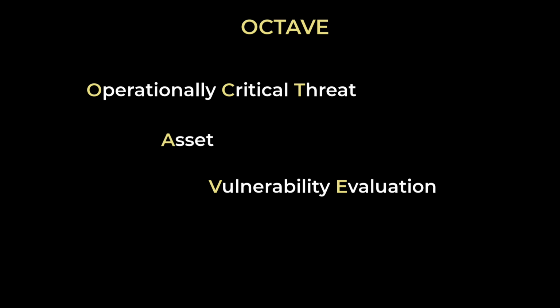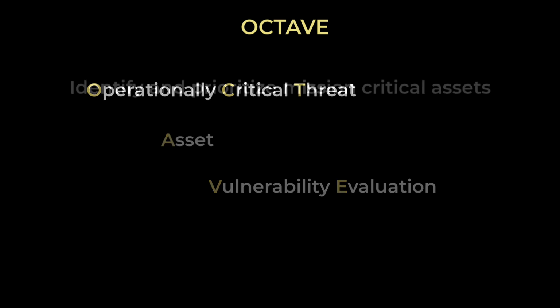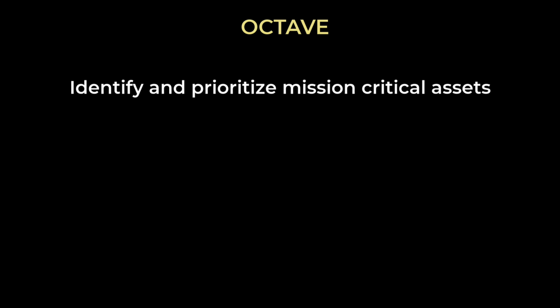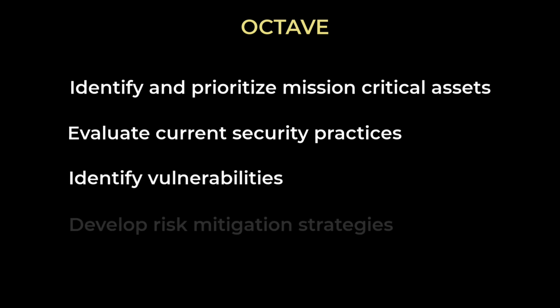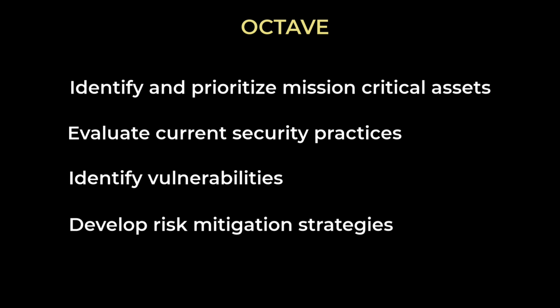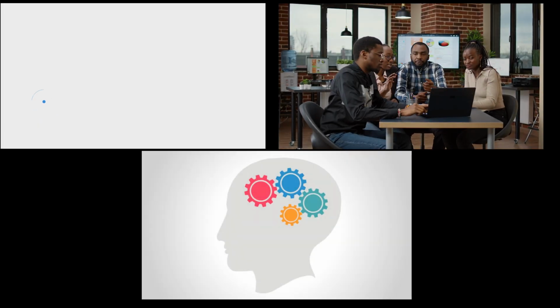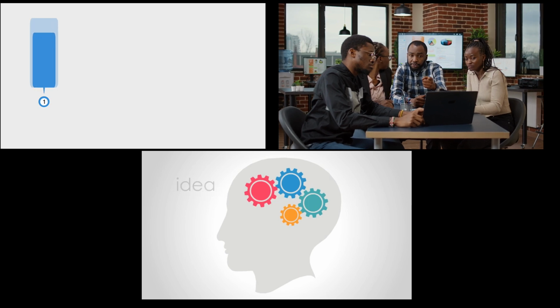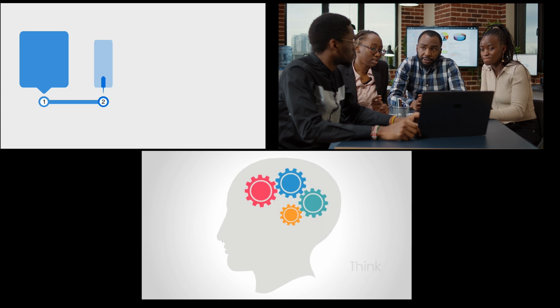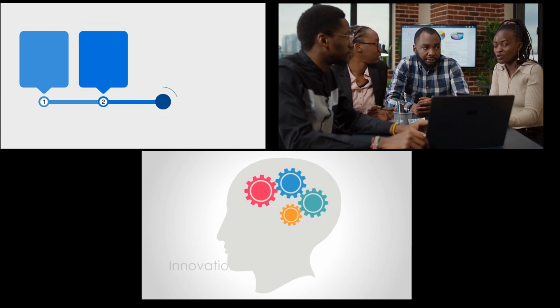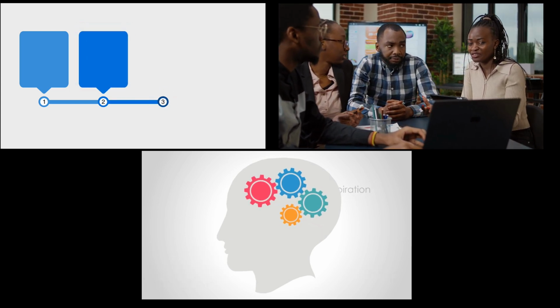at Carnegie Mellon University's Software Engineering Institute, SEI, helping organizations to identify and prioritize the assets most critical to their mission or business objectives, evaluate current security practices, identify vulnerabilities, and develop risk mitigation strategies. When examining the key aspects of OCTAVE, the methodology places significant emphasis on organizational context, acknowledging that security risk is not solely about technology, but also involves processes, people, and culture.